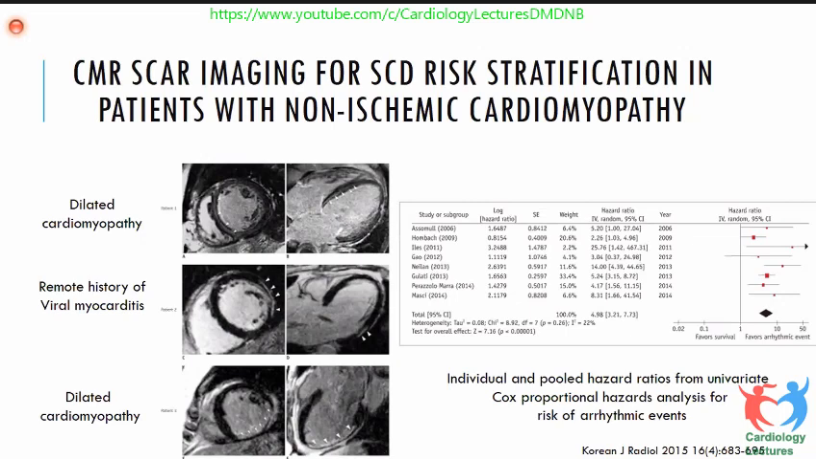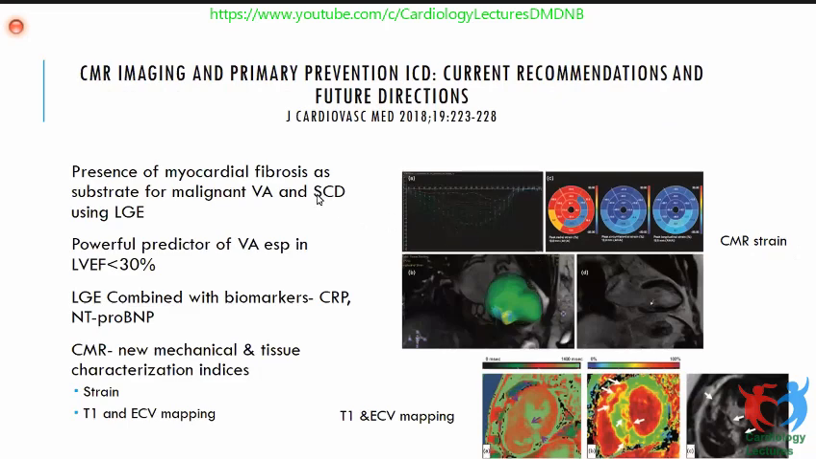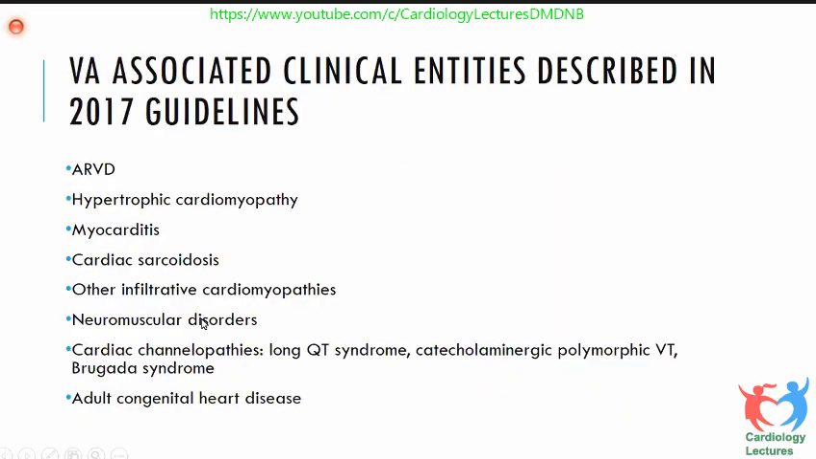Other risk stratification methods have been proposed and put forward, such as MRI imaging for scar imaging and risk stratification. This is another meta-analysis published in the Korean journals, again showing some benefits of CMR identification. And some of the recommendations proposed, other than identifying myocardial fibrosis, use a biomarker such as CRP and NT-proBNP.